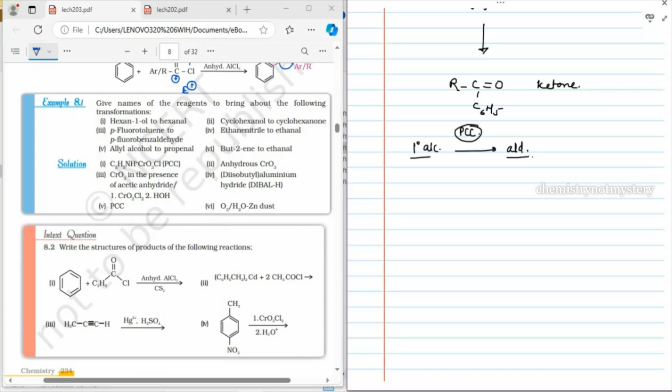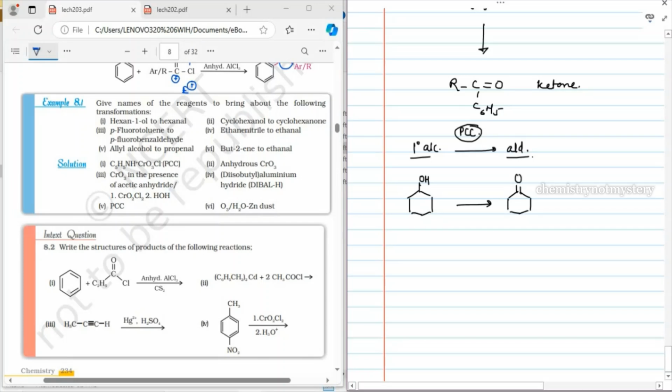Now come to the next question. Cyclohexanol to cyclohexanone. Again, cyclohexanol. This is cyclohexane and OH is bonded to cyclohexane. So this is cyclohexanol, and here you have to convert it into cyclohexanone.